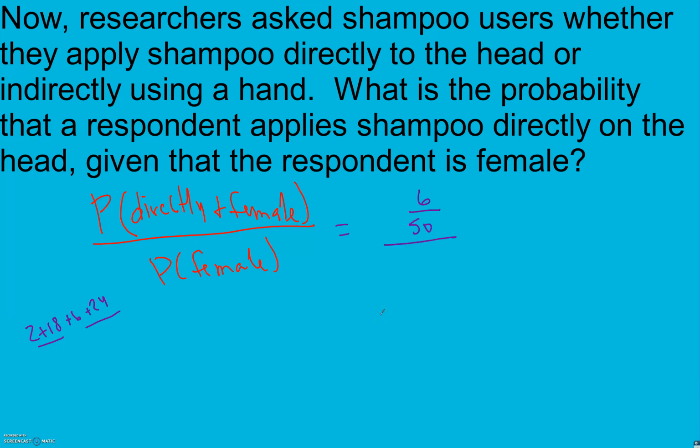Over the probability of female. The probability of female is 30 over 50. So 6 over 50 times, multiply by our reciprocal, 50 over 30. Simplify what we can. 1/5 or 0.2 or 20%. Again, 6 directly on head, 30 females, 50.